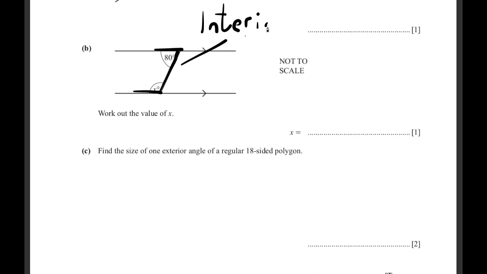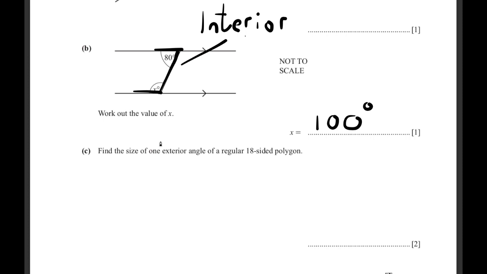So the angles can't be the same. There must be some other rule. And here, 180 minus 80 degrees will give us the answer of 100 degrees. So that's our answer for question 2b.